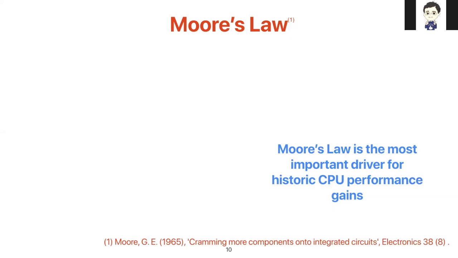Let's look at the first one. When we talk about the first one, the cost of building circuits, we have to go back to this guy, and you must have heard about this all the time: Moore's law. Moore's law has been the most important driver for historic CPU performance gains, and it comes from a paper in 1965, "Cramming more components onto integrated circuits." This is a very long paper, but I can give you a summary, and now you can claim to people that you really read this paper.